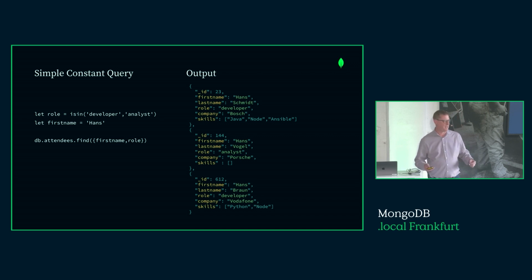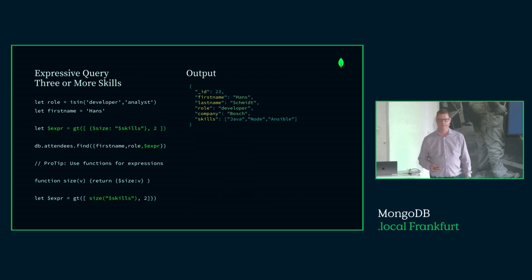But we're still doing an exact match search, and everybody's seen exact match searches. So when am I going to get onto something new? Well, what about an expressive query? So here what I want to say is the role is developer or analyst. Their first name is Hans. But then I also want to say that their number of skills is greater than 2.